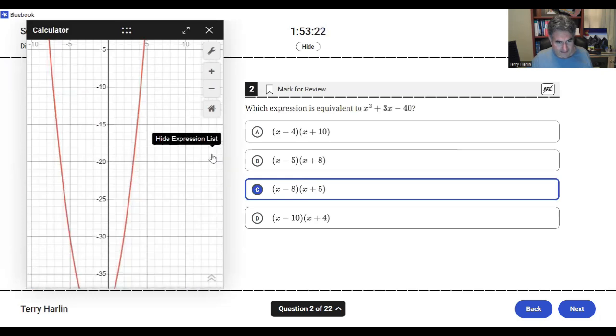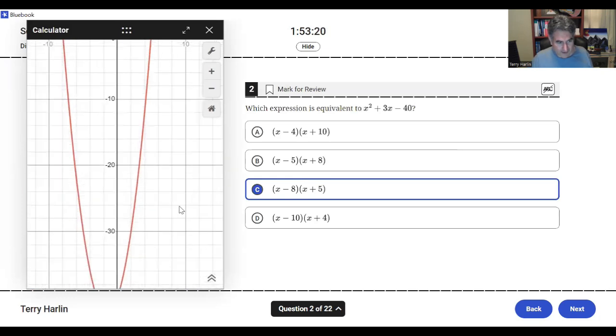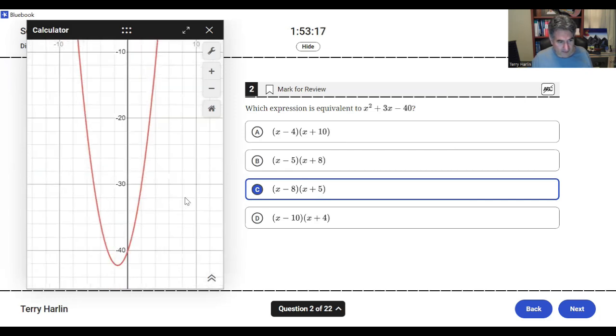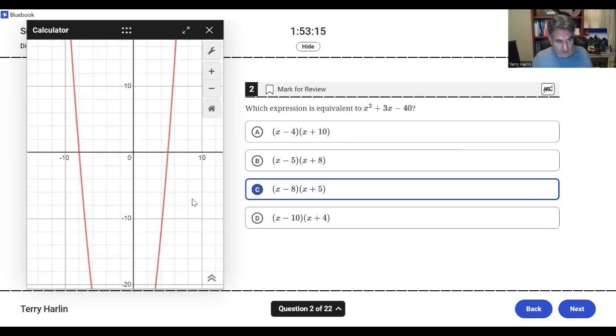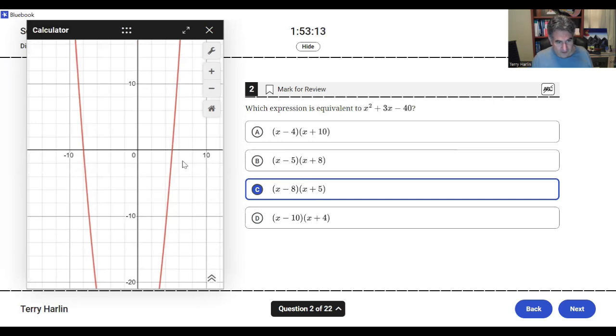Aha. Now I can shrink this down here. I can hide the calculator here, and I can move this around wherever I need to. Where I want to move it is obviously to where I can see the expression here. I could see where exactly the parabola crosses the lines. Now, if I can't see exactly where it crosses, guess what? Do you see what I just did?